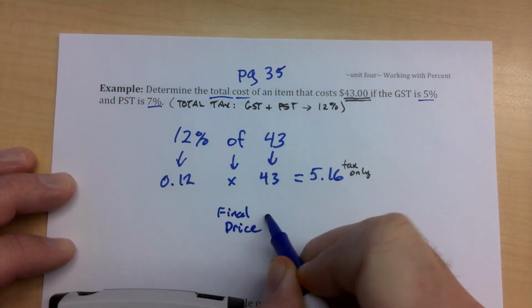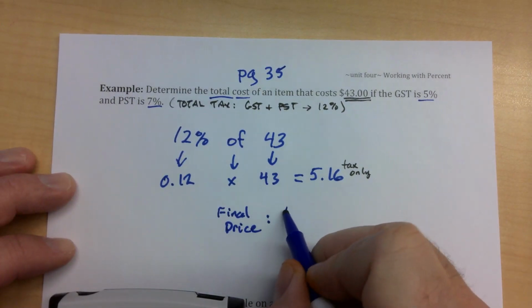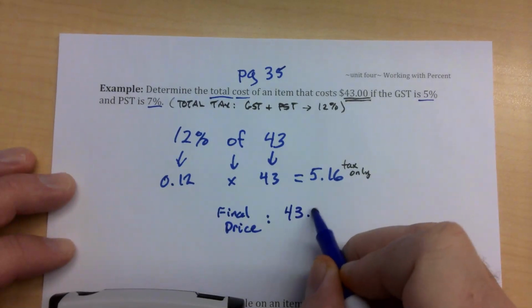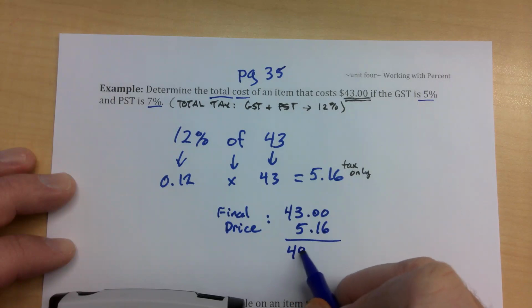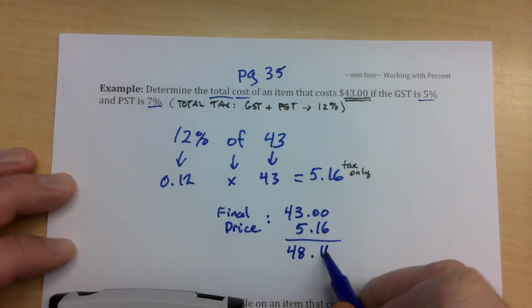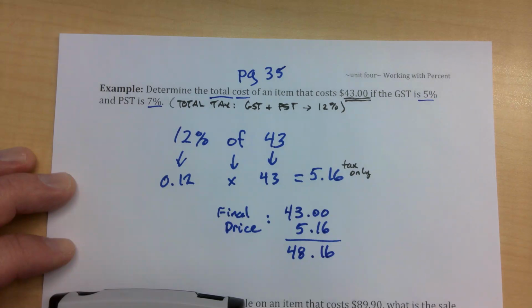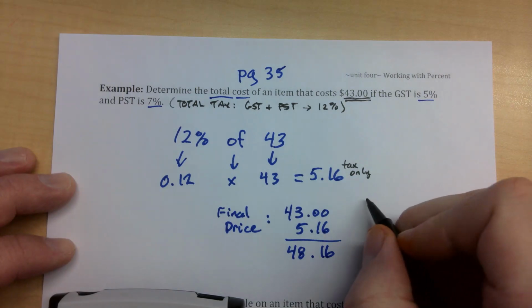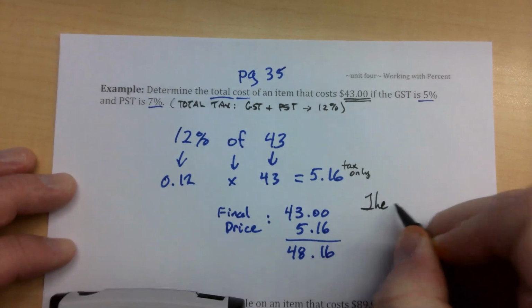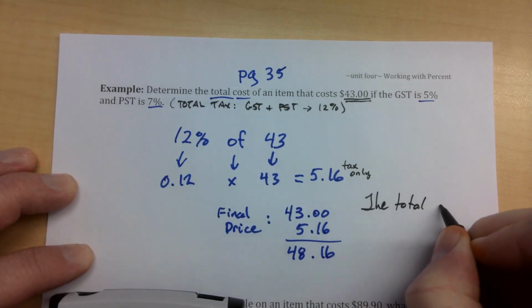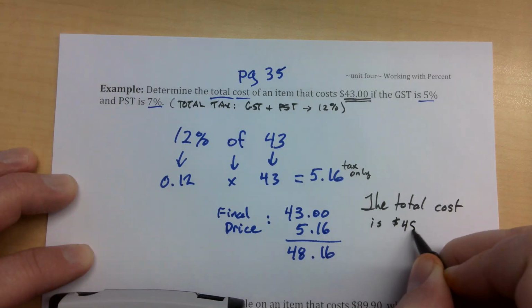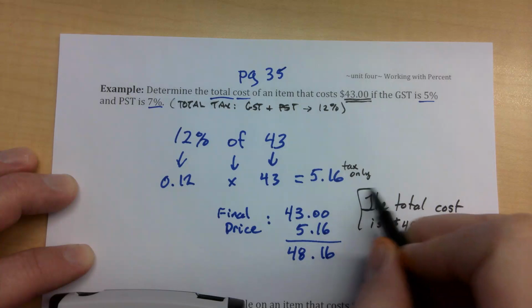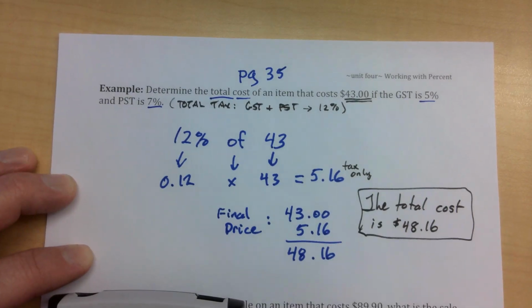So the final price. How much is this person actually paying when they get to the till? They've got $43, $5.16, $48.16. Don't forget your sentence. The total cost is $48.16.